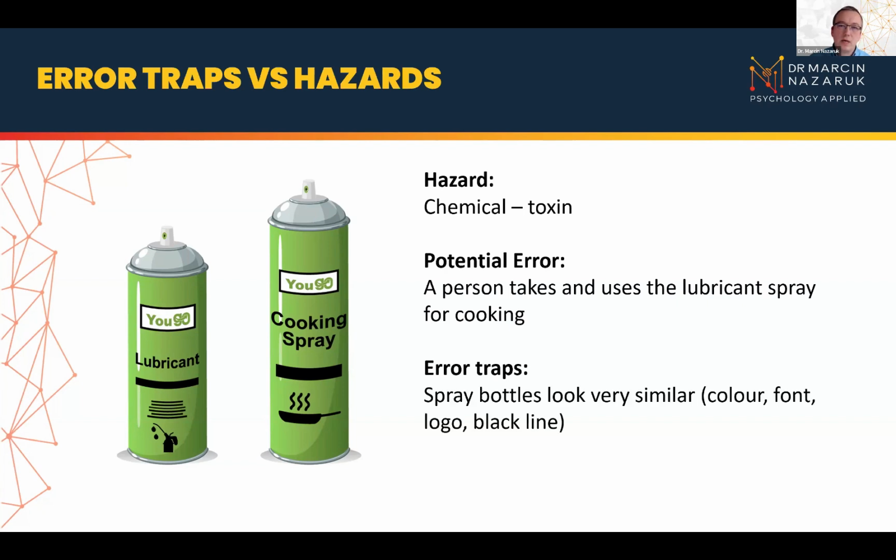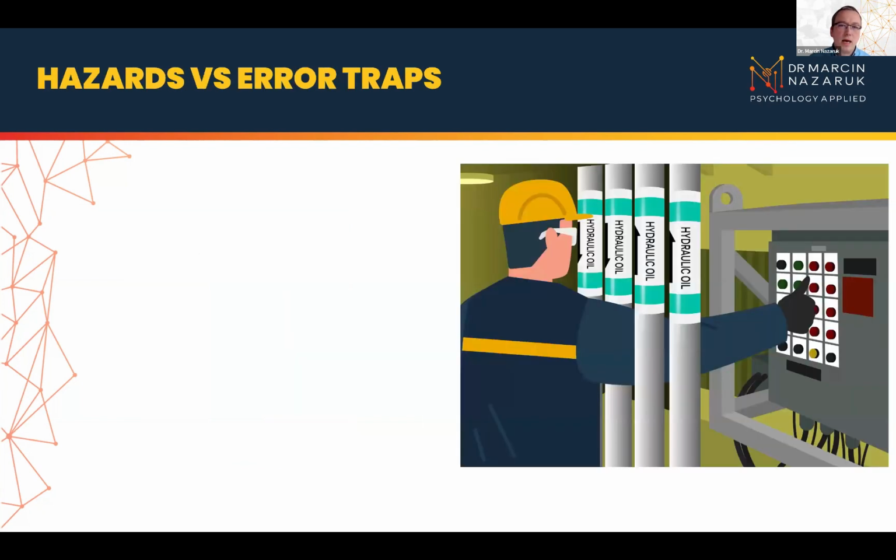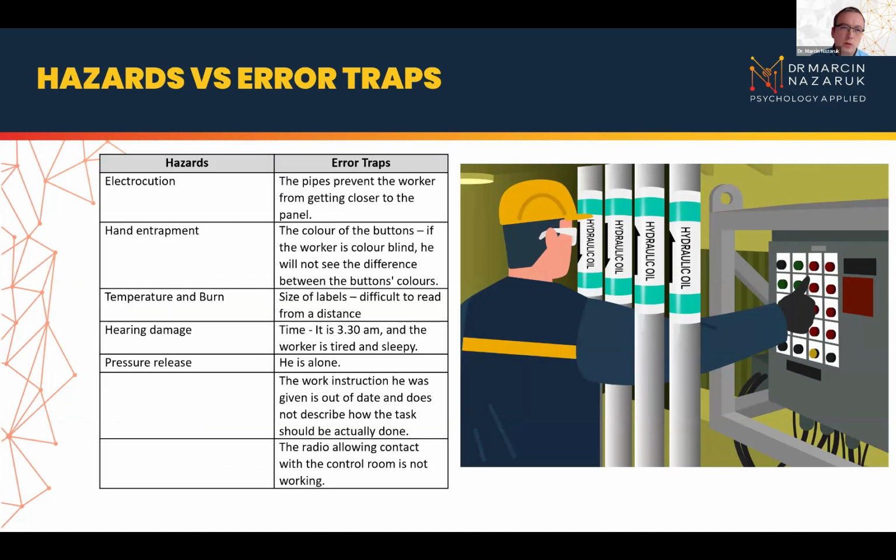Now let's have a look at the industrial example. This is an illustration based on a photograph. Here you see a worker operating a control panel. And again, we can ask, what are the hazards? And we could see electrocution, hand entrapment, burn, hearing damage, potentially pressure release. Okay. But when we then ask, what increases the likelihood of this worker making a mistake and pressing a wrong button?